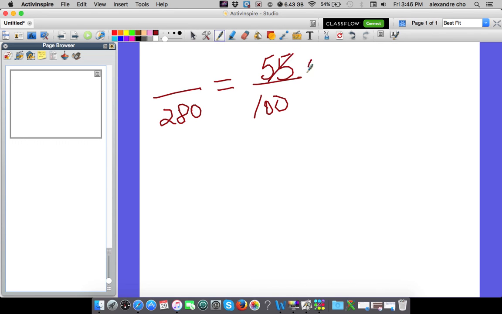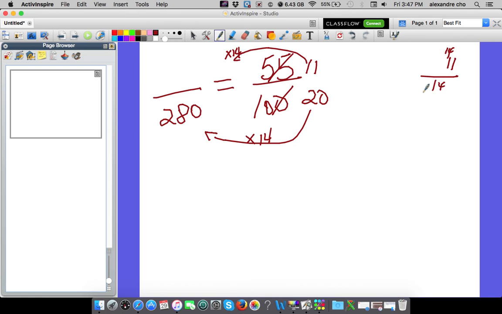Divide by 5, you get 11. Divide by 5, you get 20. Is there a relationship? Yes, there is. Times 14. So on top it's 11 times 14 as well. And 11 times 14, I have no idea what that is. 14 and 14, 154. So 154 kids like Pepsi.